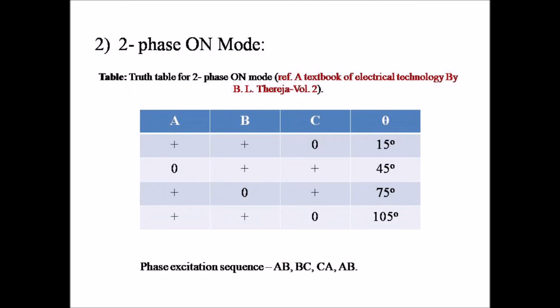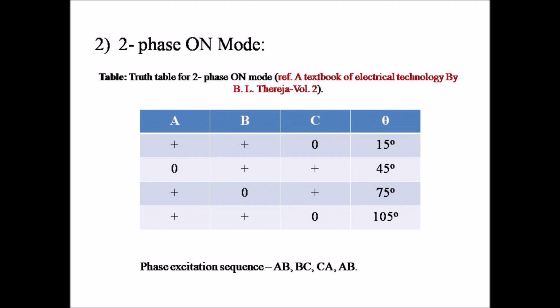The second type of operation is two-phase on mode. As the name indicates, in this mode, two phases are energized at the same time. As shown in the truth table, if phase A and B are energized simultaneously, the rotor experiences a torque from phase A and phase B and comes to a rest point at which the rotor teeth 1 makes an angle of 15 degrees with stator teeth 1. Thus, we can say the rotor rotates in clockwise direction by 15 degrees.